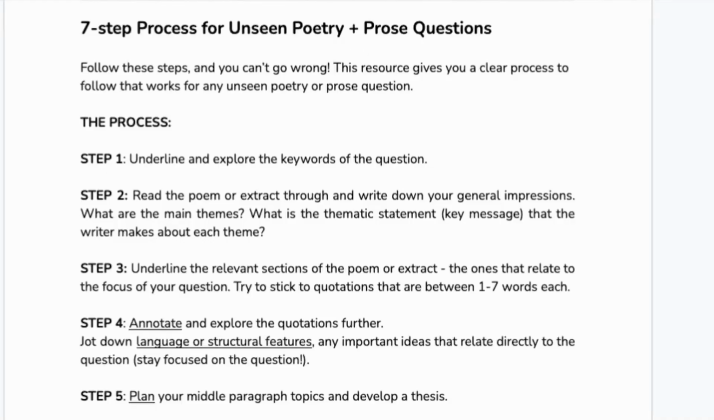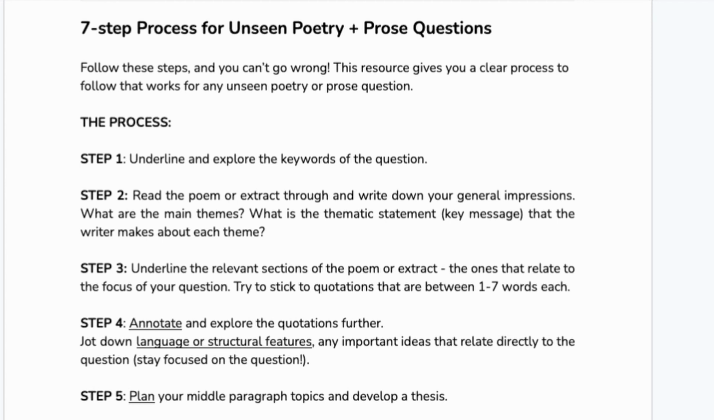So we're going to be thinking about how to do unseen poetry exams today, and I've developed a 7-step process for how to tackle any unseen poetry or prose question. Prose is when you have an extract from a text. Poetry is usually a full poem.